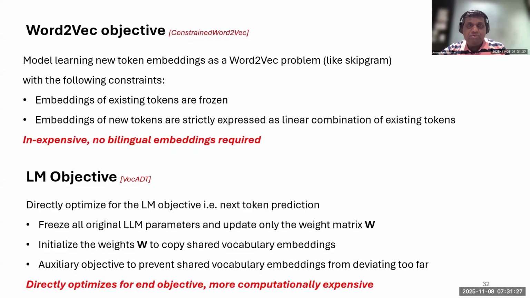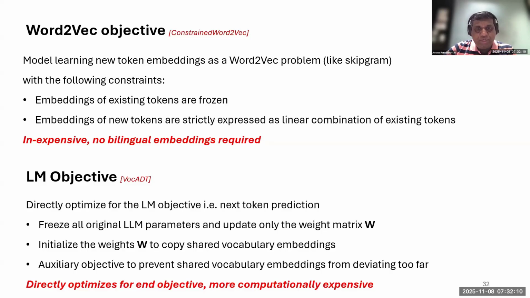So one approach is the simple word2vec objective. Here, the idea is, can we learn how to combine the embeddings of the existing tokens to get the embeddings of the new tokens? This can be posed as a word2vec problem with certain constraints. That is, the embeddings of the existing tokens are frozen, and the new tokens are strictly expressed as weights of existing tokens. So all you're learning is the weights. This is very inexpensive because you can do word2vec training pretty fast, and no bilingual embeddings will be required in this case.